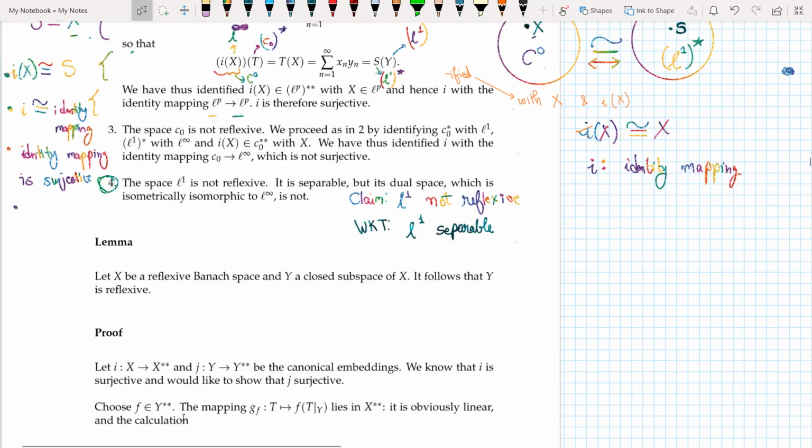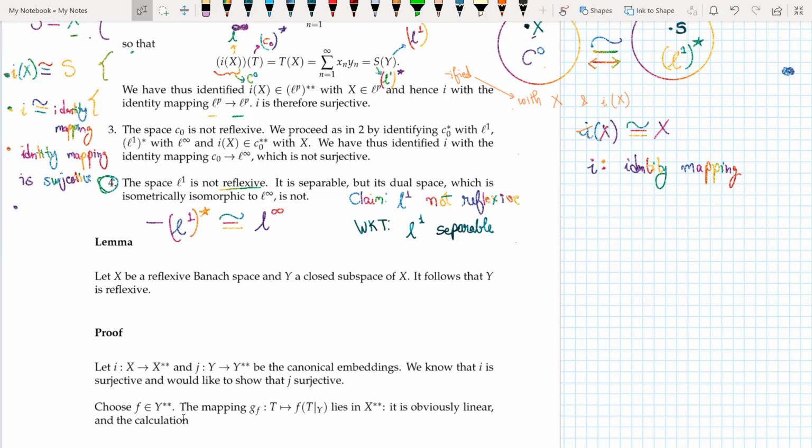Point number 4 says that the space L1 is not reflexive. It is separable, but its dual space, which is isometrically isomorphic to L infinity, is not. So the dual space of L1 is L1 star, and it's isometrically isomorphic to L infinity.